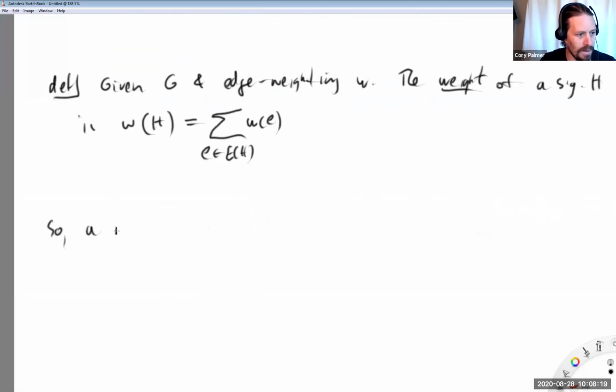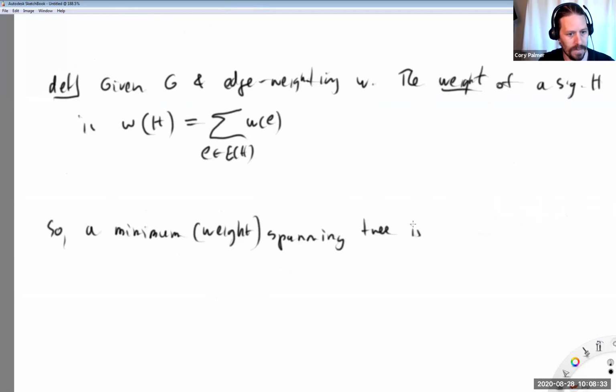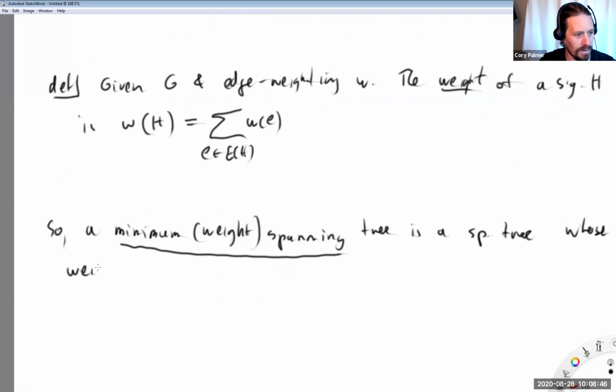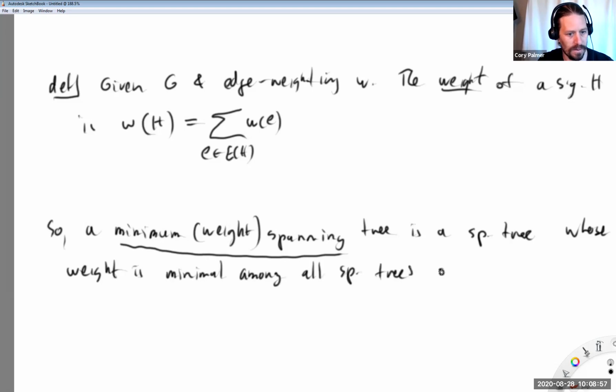So a minimum weight, we usually don't use the word weight here, we just say minimum spanning tree, is a spanning tree, well, again, this definition is evident here, whose weight is minimal among all spanning trees of G. We should be working so minimum spanning tree of G. Okay, I don't claim this is unique. Not only do you have multiple spanning trees, you might have multiples with the minimum here.